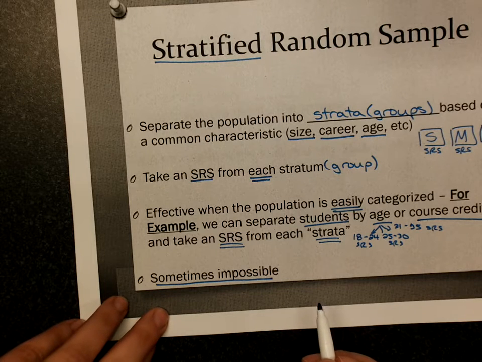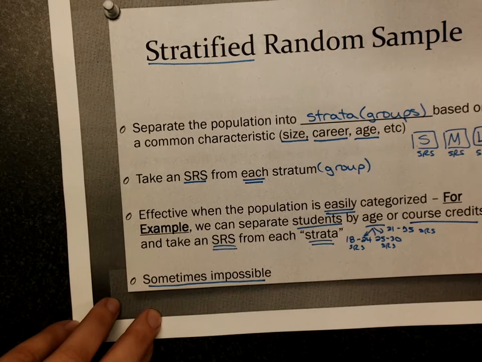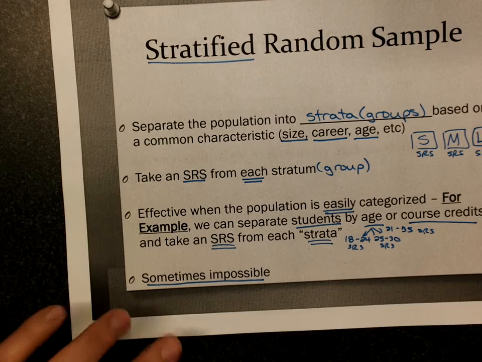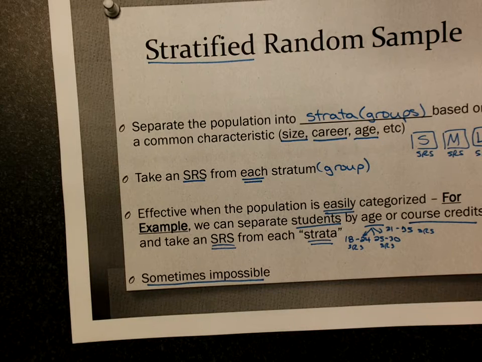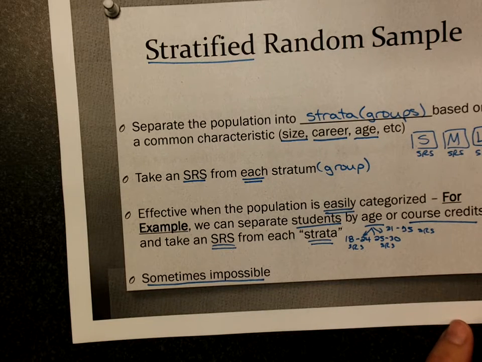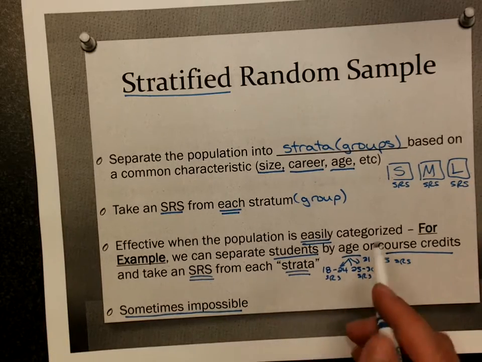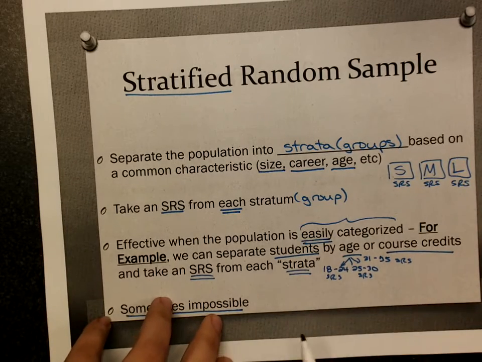Sometimes, though, this is impossible. Sometimes you can't separate anything into groups. If you're surveying different cars entering the freeway, or sampling random wild animals, you can't really separate them into groups. So sometimes this is impossible, but it's very effective if things are easily categorized.